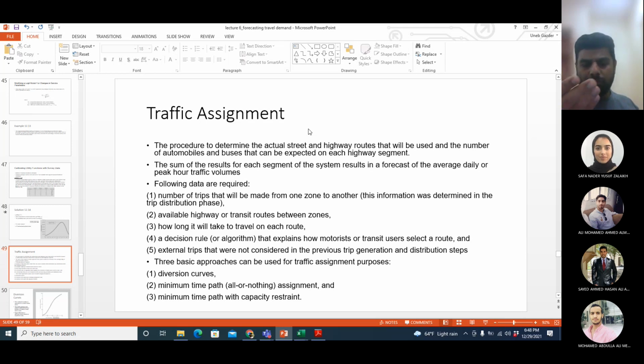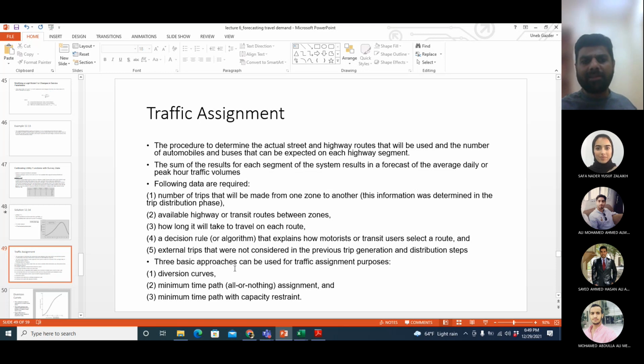To do the traffic assignment, we need the following data. We need the number of trips from one zone to another zone, which is the result of the trip distribution. We need the available data of the highway and the transit routes. We need the travel time for each route. We need a decision rule or algorithm that explains how the motorists are choosing the route. So what is their basis of the choice? And we need the external trips which were not part of the previous steps. The external trips are coming from some other area. So these are still people on the network, but they were not part of the same area. They came from somewhere else, so we need to know how many trips are external trips as well.